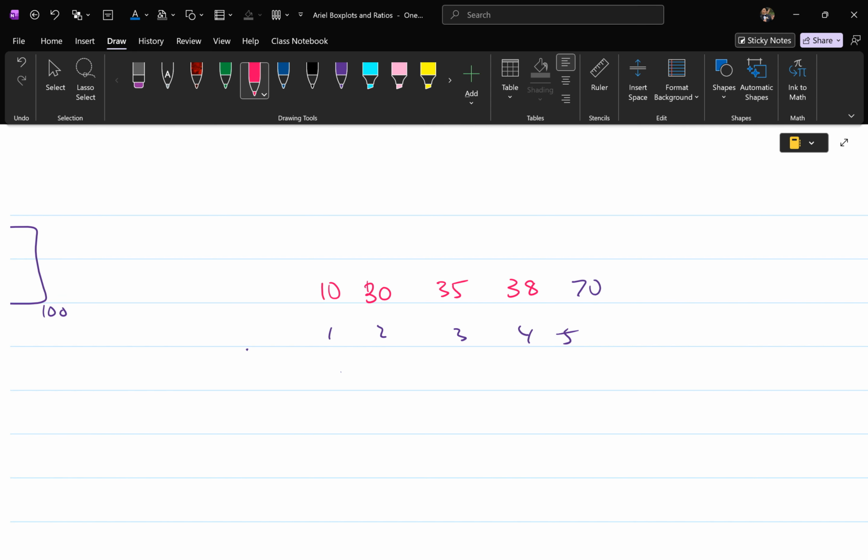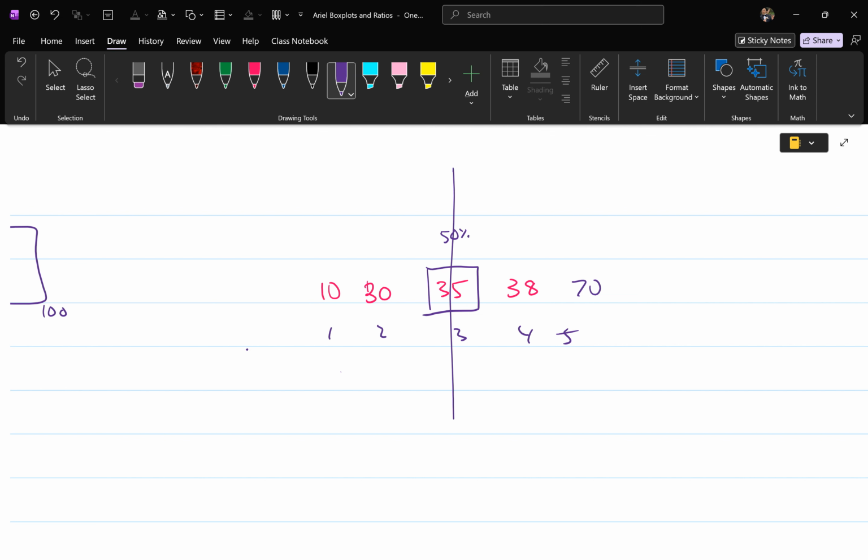I've got 5 students. I've got a kid who got 10%. I've got a kid who got 30, 35, 38, 70. So if I asked you who's the middle in my class, if I ranked them, hopefully you can see that the student who got 35% is my middle student. So that's my median. So that's the 50th percentile.